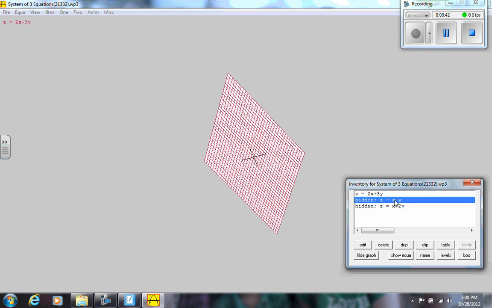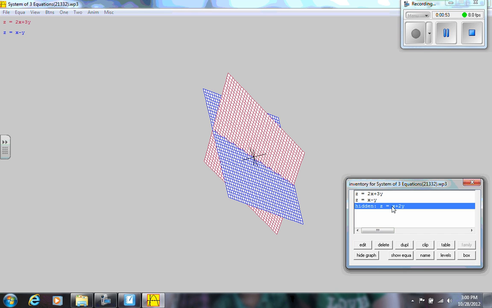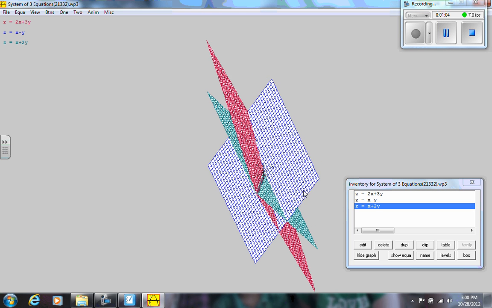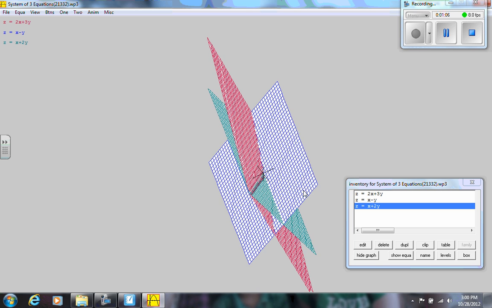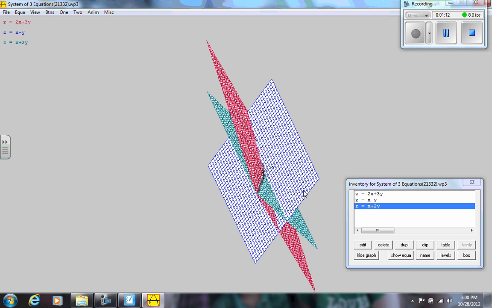Then we'll graph a second equation, z equals x minus y. That looks like this. So now you'll notice that when you have 2 planes, here I have 2 planes that intersect in a line. And here's my third equation I'm going to add, z equals x plus 2y. And now you see that I have 3 planes, and I can actually find the point of intersection, for this case anyway, and I can find where those 3 planes intersect. And that's what we're going to do algebraically.